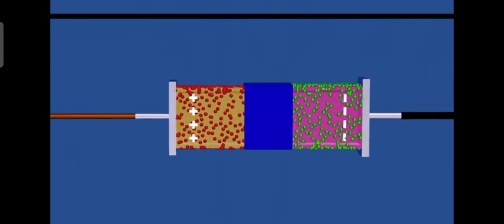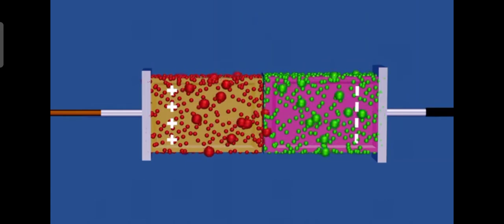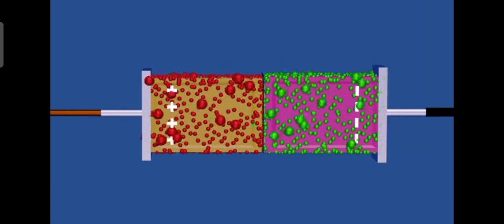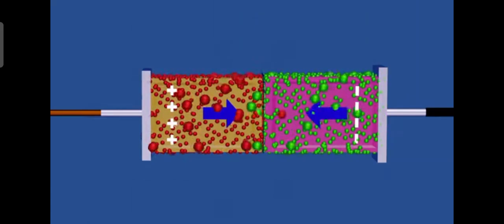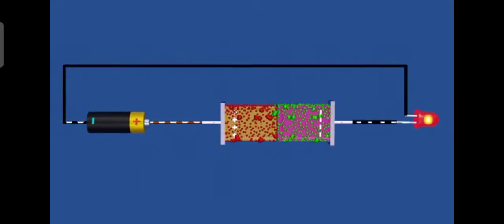This causes the depletion region to become thinner. At around 0.7 volts, called the knee voltage, the depletion region vanishes, and the diode fully conducts. Holes and electrons are pushed towards the junction, where they recombine, allowing current to flow with low resistance.